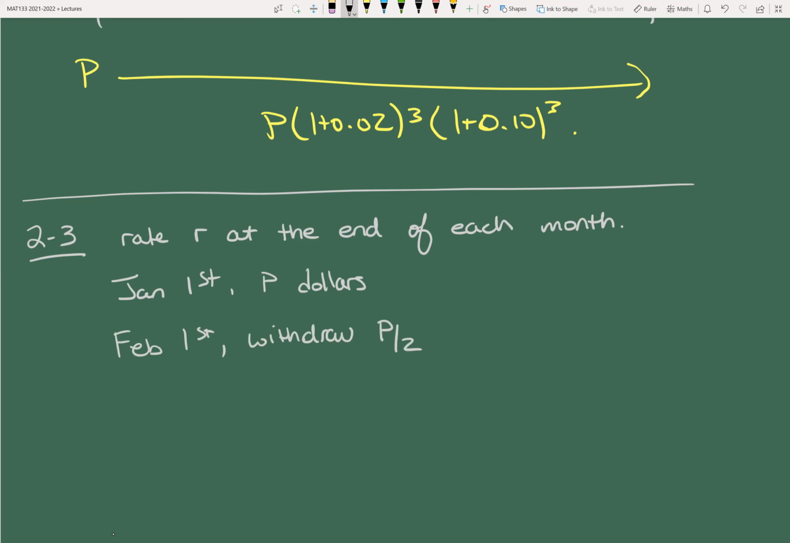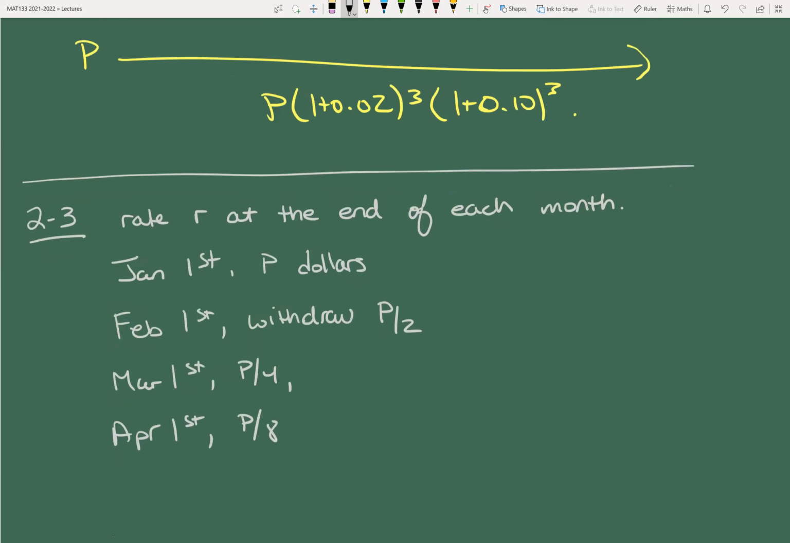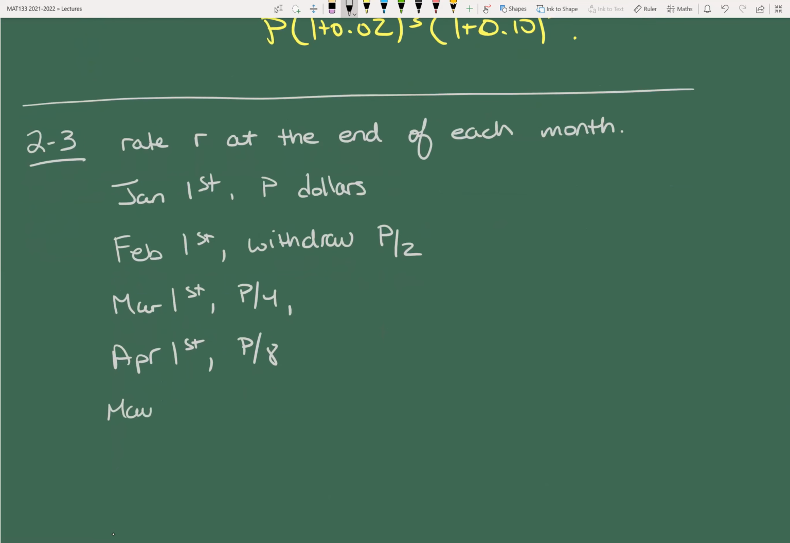And so on. So March 1st is P over 4. April 1st is P over 8. And how much is on May 1st?